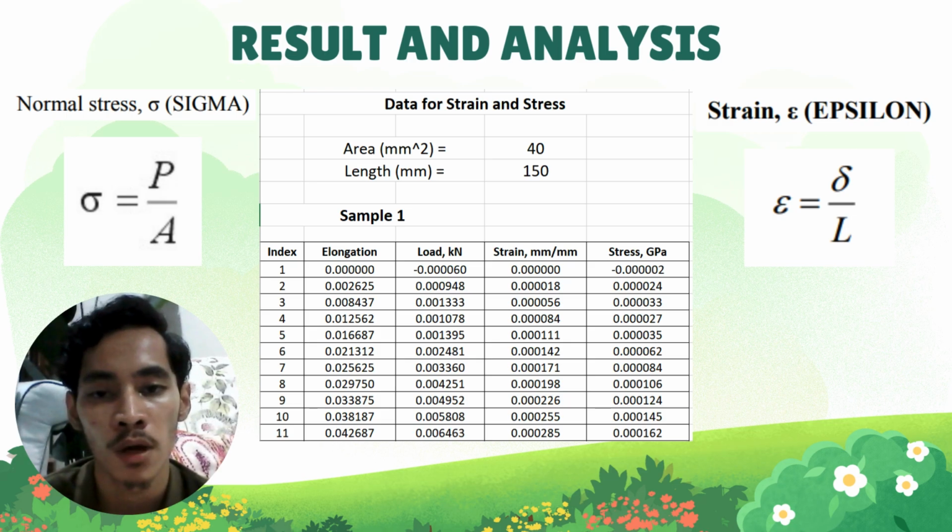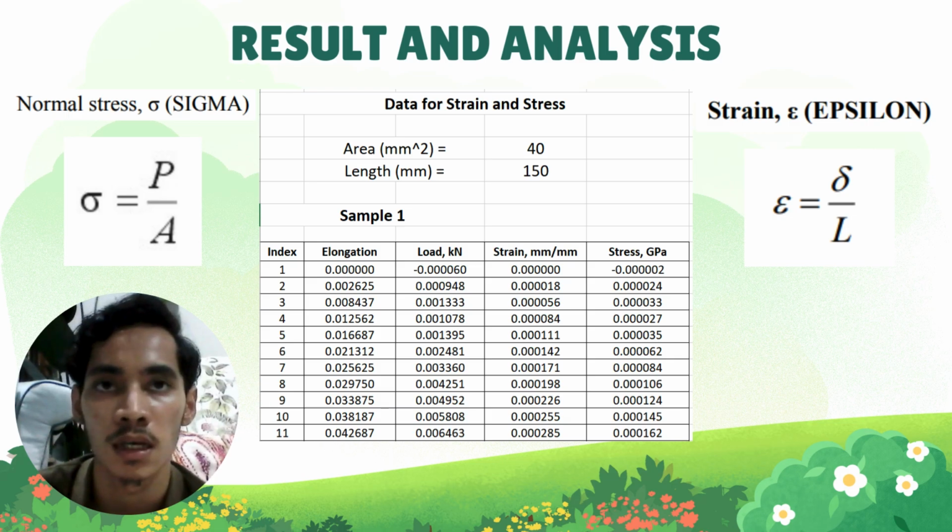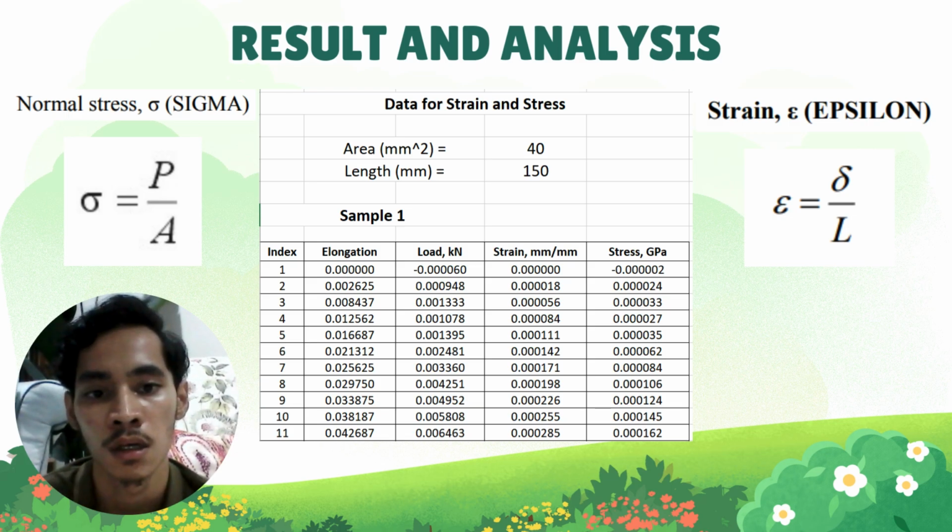However, we needed to change the units first. Here, we don't need to change the unit for strain, because strain is elongation divided by length, and when millimeter is divided by millimeter, it becomes neutral. It means that strain has no units. Even if I change the unit into meter, with elongation in meter and length in meter, it would not change the data because there is no unit.